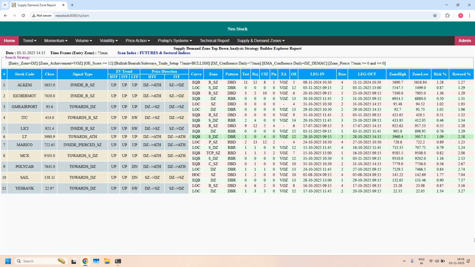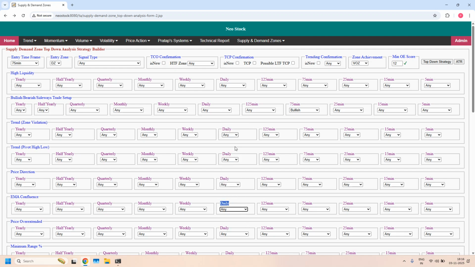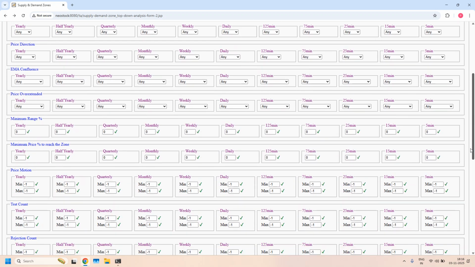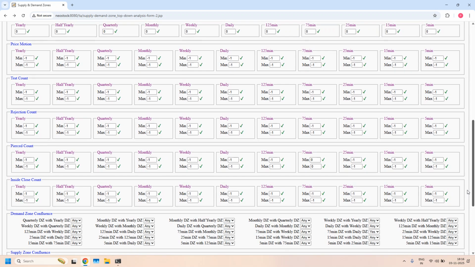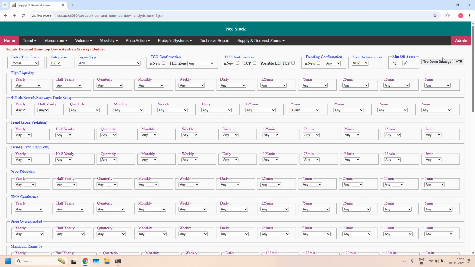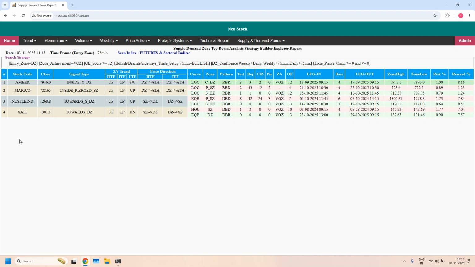Okay, now let's find high probability zones based on the second strategy. Removing ITF filter. First step, LTF, ITF, HTF demand zone confluence. That is 75 minutes and daily, 75 minutes and weekly, daily and weekly demand zone confluence. With all the three filters, we got 4 stocks. And in all the 4 stocks, again, weekly trend is uptrend.